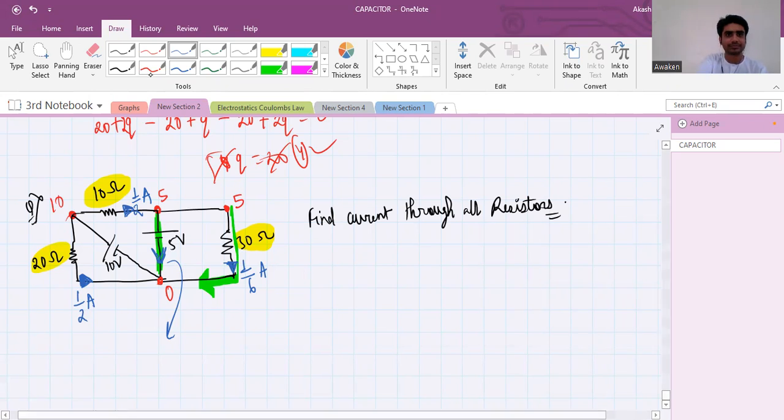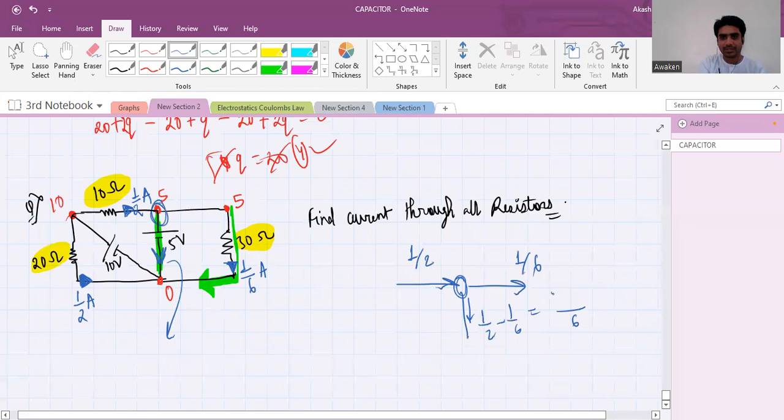Yes, see. Focus on this junction. How much current is coming? Half ampere. How much current is leaving? So there 1/6 ampere will go. What is the difficulty? 1/2 minus 1/6, so it's 1/3 ampere. See, if we forget these things, then business will be finished. All right?